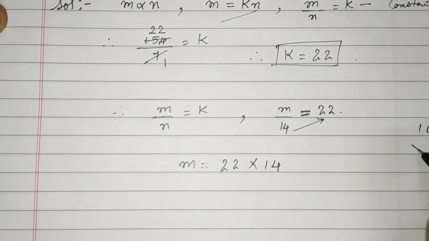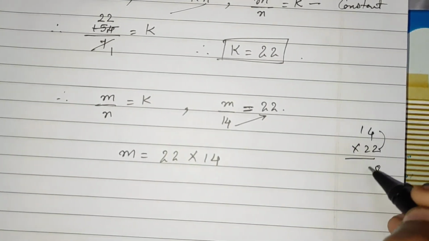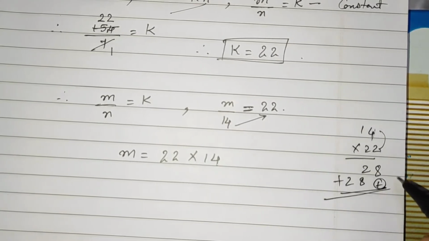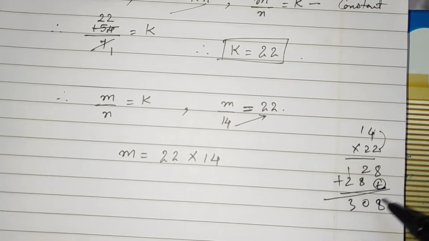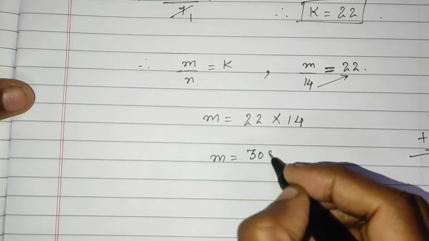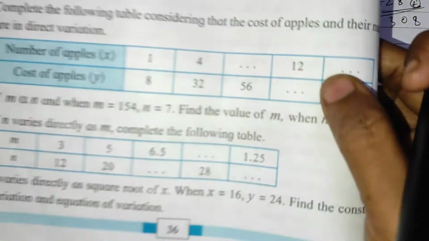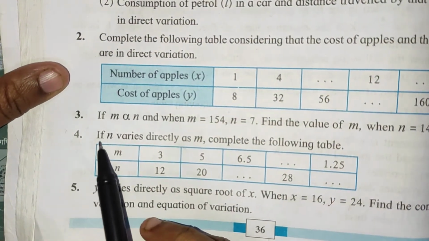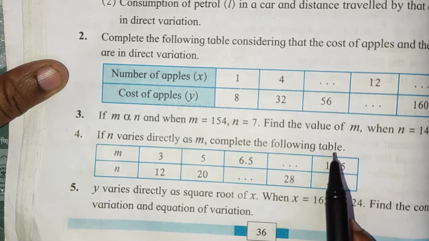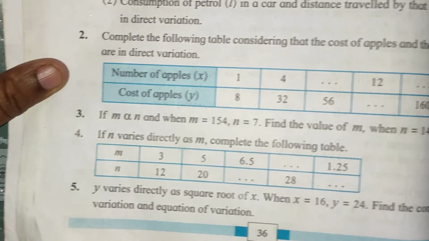So in your rough column multiply 2 4s are 8, 2 1s are 2, 2 4s are 8, 2 1s are 2. So 8, 308. So m is equal to 308. Fourth question, if n varies directly as m, complete the table. So n is directly in variation with m.